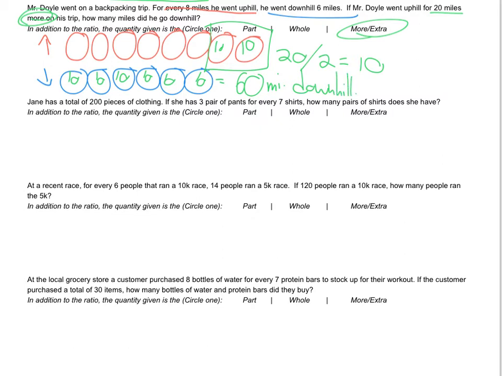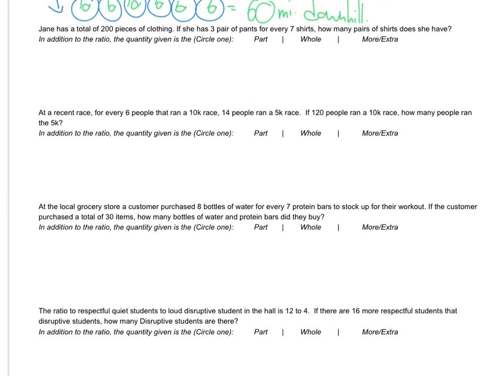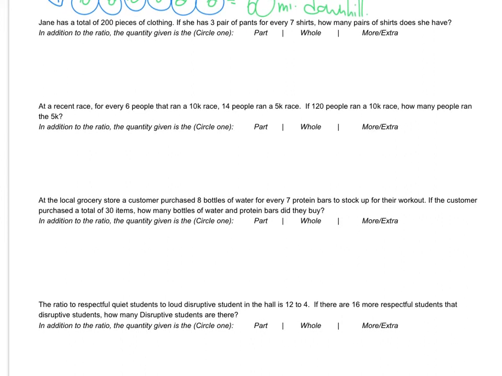Next one: Jane has a total of 200 pieces of clothing. If she has 3 pairs of pants for every 7 shirts, how many shirts does she have? So she has 3 pairs of pants for every 7 shirts. So for pants, we have 3. Here's another way you can draw these: instead of separate boxes, just clump them together. And for 7 shirts, oops, should be shirts.